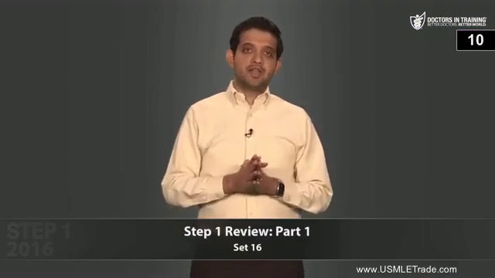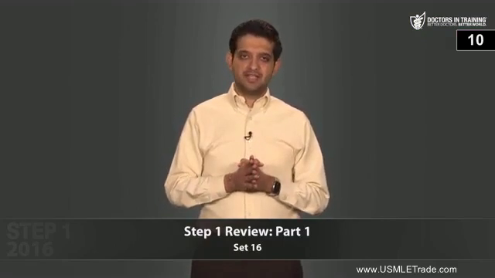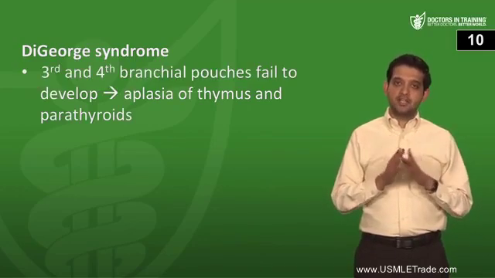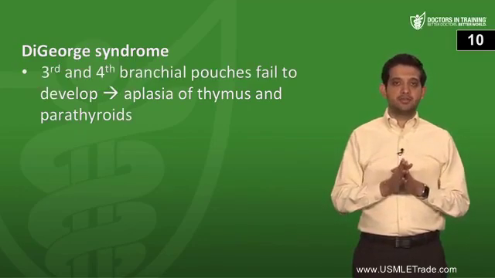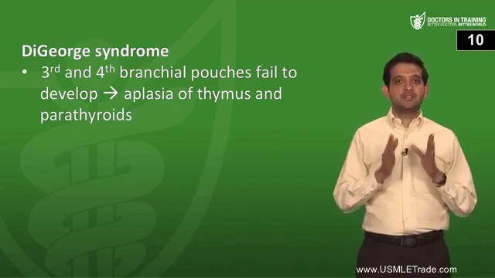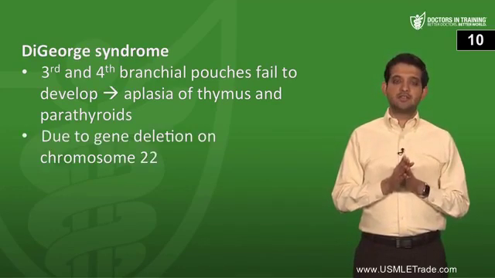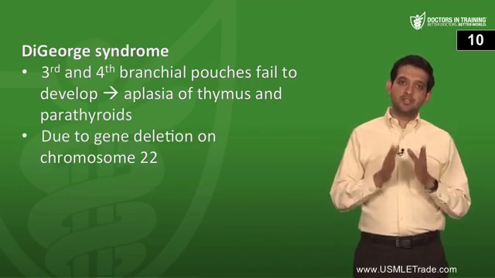And last question, what is the underlying cause of DiGeorge syndrome and what are the manifestations? The underlying cause is that the third and fourth branchial pouches fail to develop, resulting in aplasia of the thymus and the parathyroids. Usually, this occurs because of a gene deletion on chromosome 22.